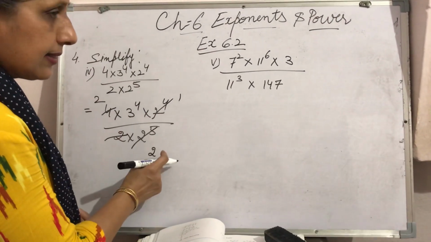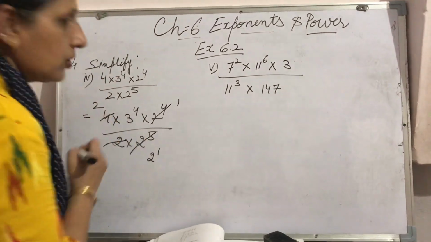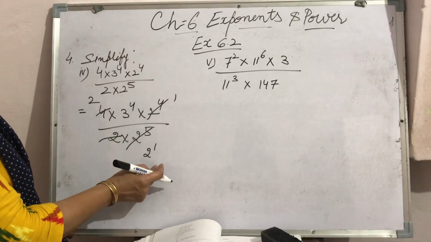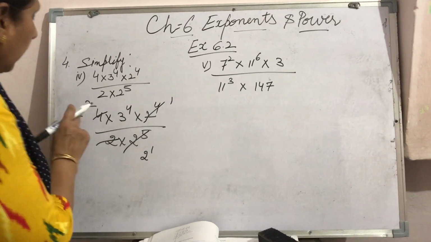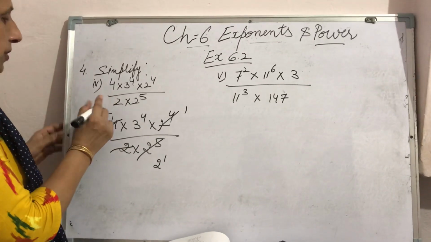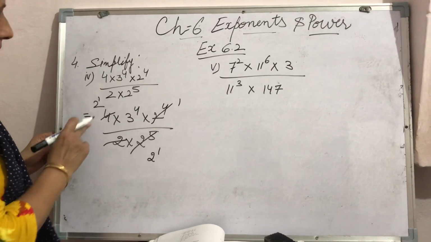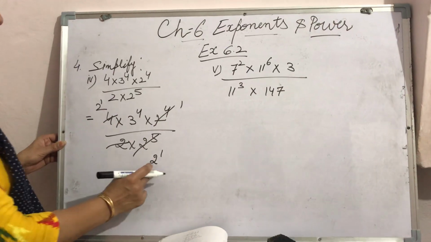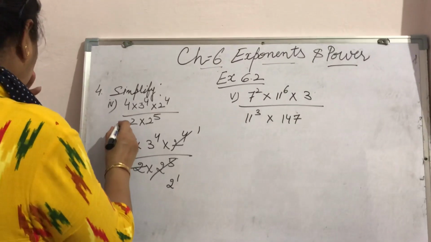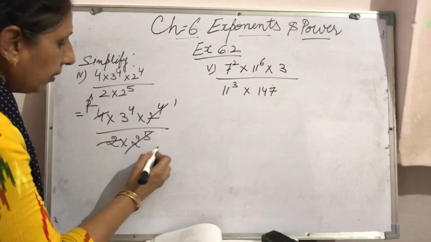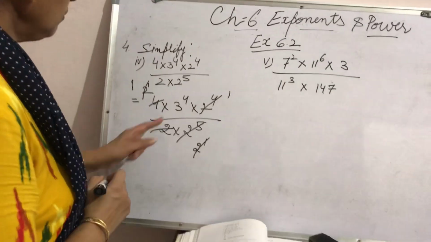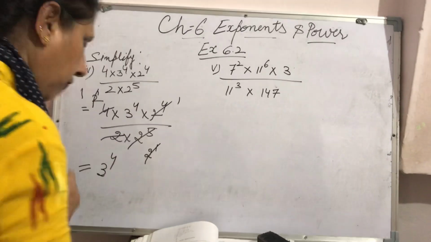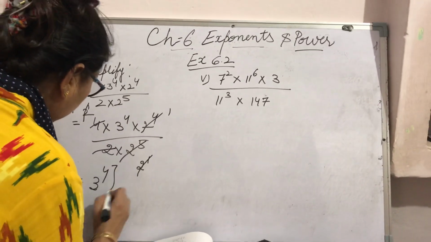The power is written at the denominator place. So 2 raised to power 1, meaning 5 minus 4 is 1. If the power is missing, it means it has power 1. Here again we have 2 raised to power 1. It can be reduced with 1. We have left only 3 raised to power 4. This is the answer.